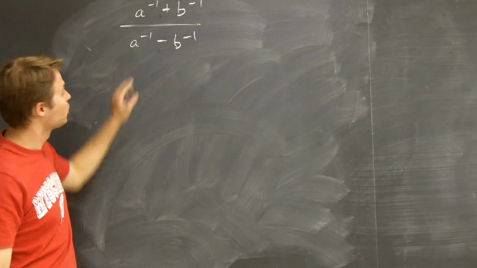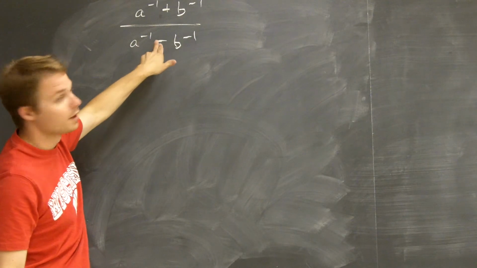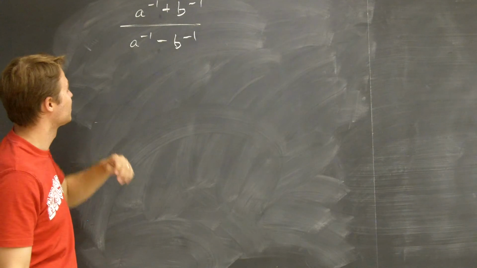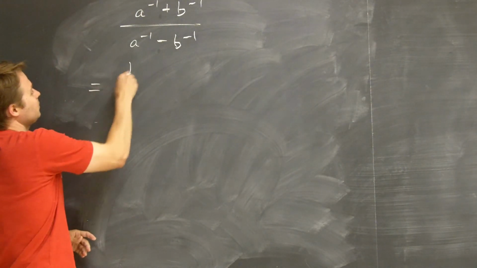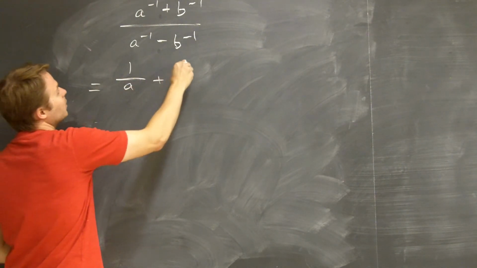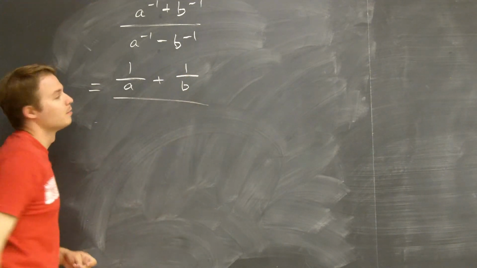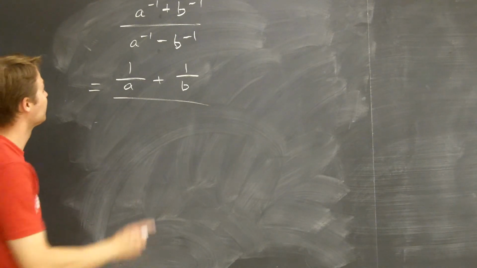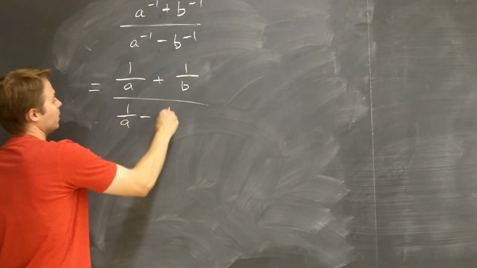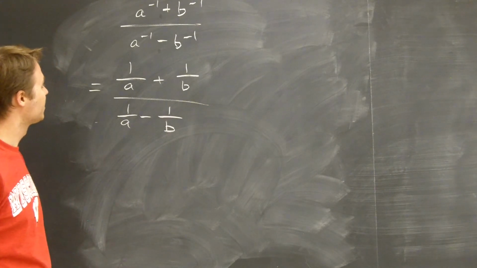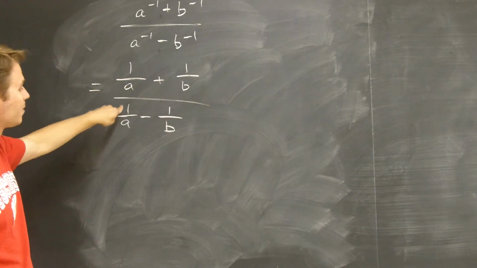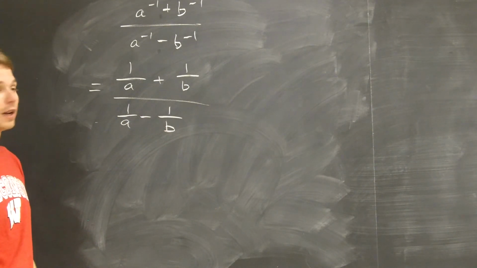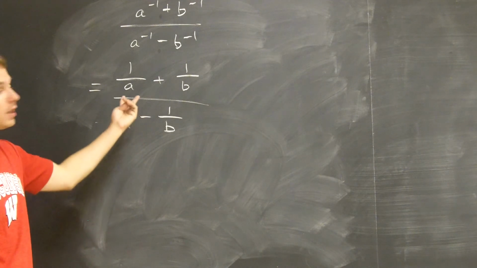but the thing you want to do here is try to actually combine these two within the numerator and within the denominator first, and then see if you can deal with them from there. So what do I mean by this? Well, I'm just going to rewrite all of these. Instead of a to the negative 1 and b to the negative 1, I'm going to rewrite this as 1 over a and then 1 over b. And then the same thing for the bottom. So I end up having 1 over a plus 1 over b divided by 1 over a minus 1 over b.